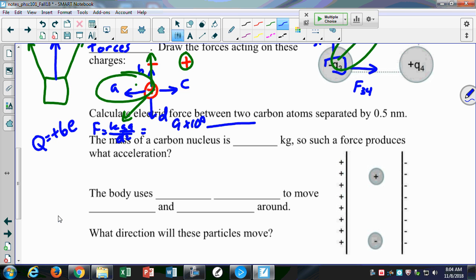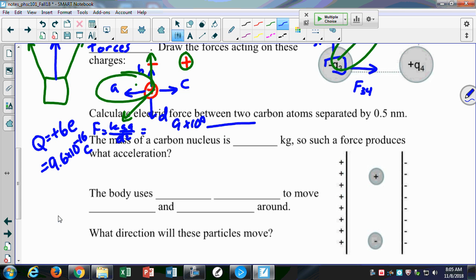So plus 6e, and we're assuming that it's stripped of its electrons. I forget what was going on here. It doesn't really matter right now. But that gives me a charge of 9.6 times 10 to the minus 16 coulombs, because it was times 6.